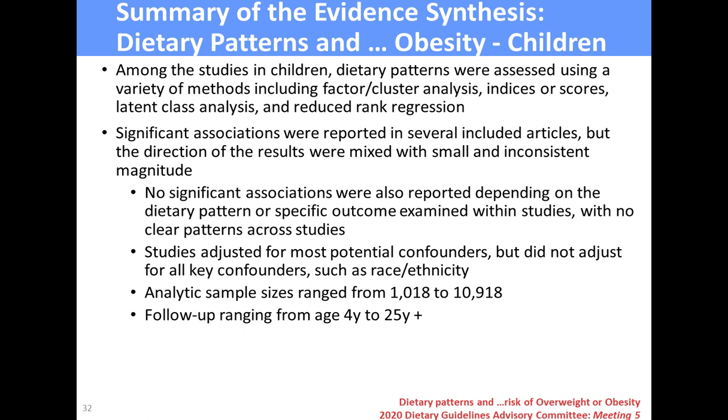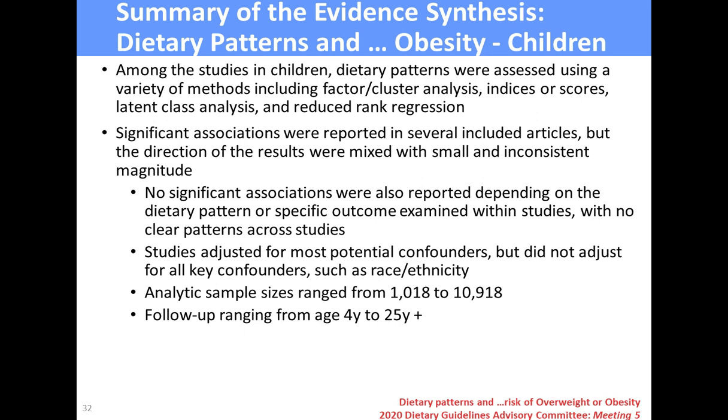Among the studies in children, dietary patterns were assessed using a variety of methods, including factor and cluster analysis, indices or scores, latent class analysis, and reduced rank regression. Significant associations were reported in these articles, but the direction of the results was mixed with small and inconsistent magnitude. No significant associations were also reported depending on the dietary pattern or specific outcome examined within studies. There was no clear pattern of null findings across the studies.